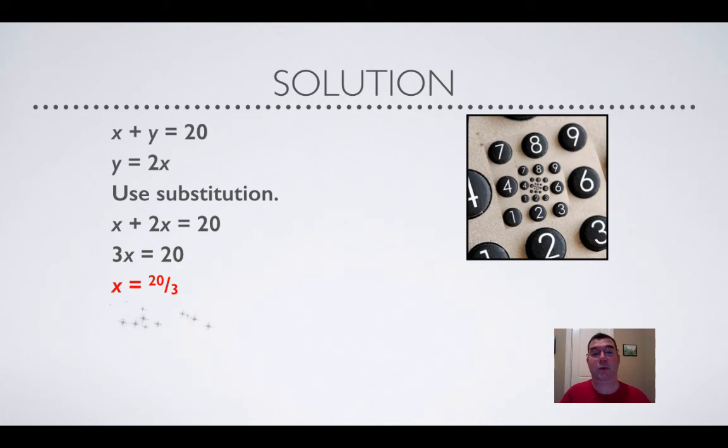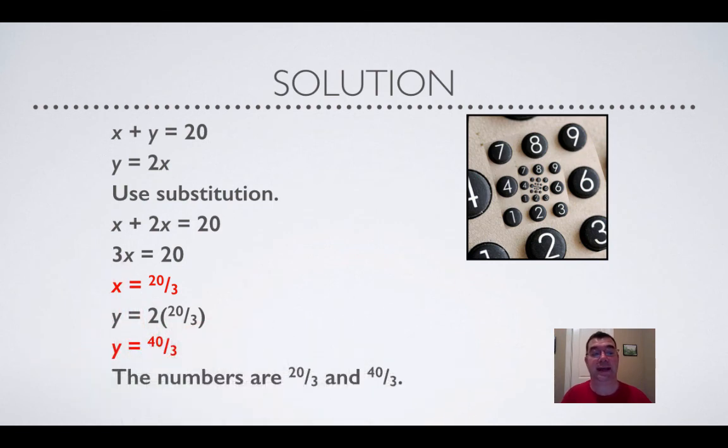Now I need to figure out what y is equal to. y is equal to 2 times 20 over 3. That's based on the second equation where y equals 2x, or I knew that the larger number was twice as big as the smaller number. I now know that the smaller number is 20 over 3. So the larger number is going to be twice as big as that, which is going to be 40 over 3. So using the language of the original question, I say that the numbers are 20 over 3 and 40 over 3. And again, I don't use units because there were no units in the question.